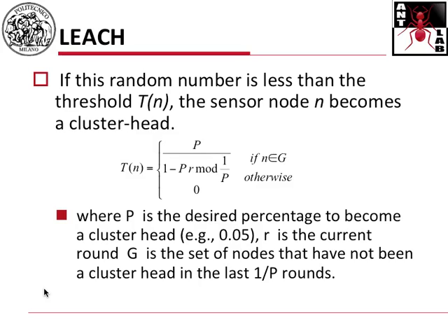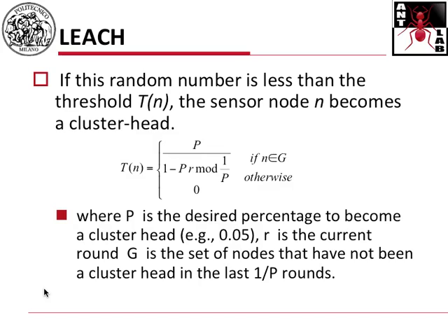Clear? So for example, if P is 0.5 and I have 100 nodes in the network, it means that on average the network designer wants 50 nodes to act as cluster head at every run. Clear? So P is a parameter which is hard-coded into each clustering process.